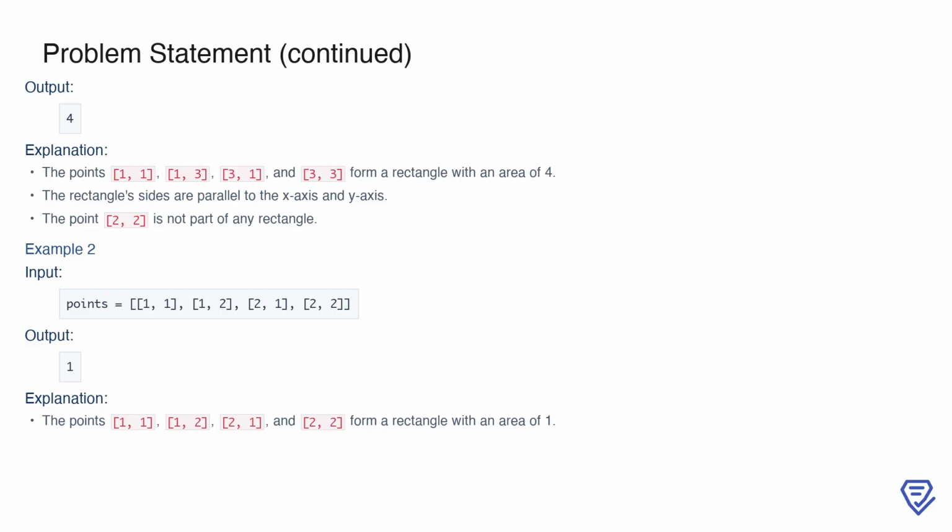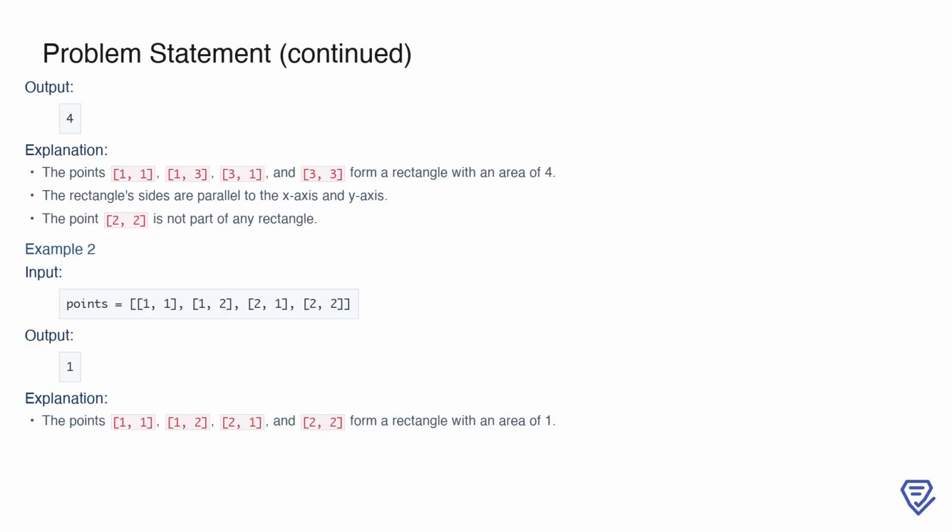For the input points equals [1,1], [1,3], [3,1], [3,3], [2,2], the output is 4. The points [1,1], [1,3], [3,1], and [3,3] form a rectangle. The area of this rectangle is 4, calculated as the difference between the x-coordinates, which is 3 - 1 equals 2, multiplied by the difference between the y-coordinates, which is also 3 - 1 equals 2. The point [2,2] does not contribute to forming any valid rectangle.